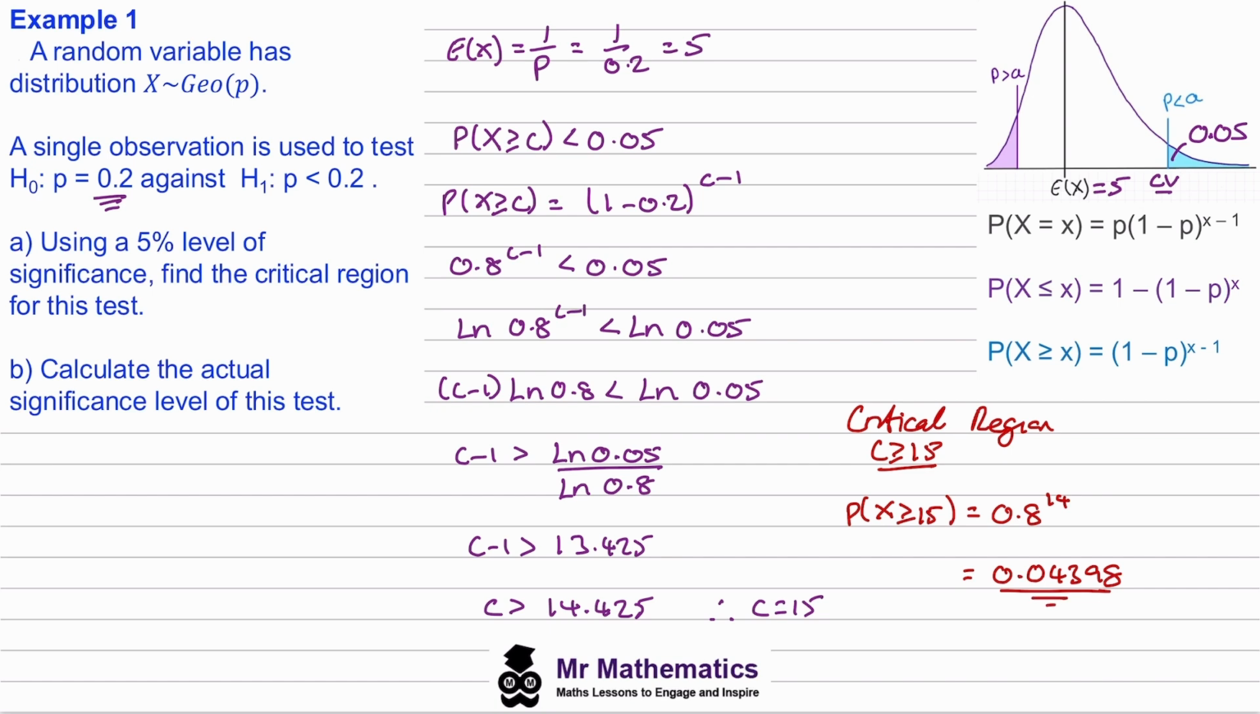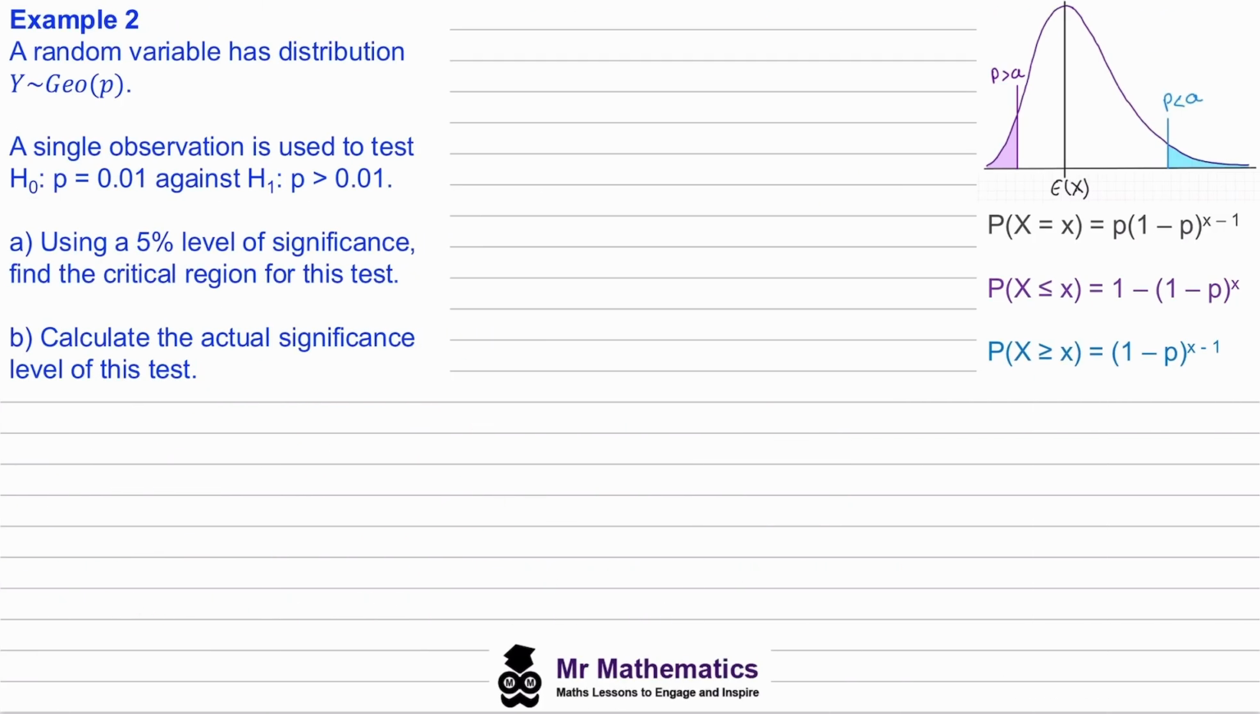Okay, let's try example 2. So for example 2, we're told that a random variable has this distribution, and a single observation is used to test H0 where p is 0.01 against the alternate hypothesis that p is greater than 0.01. Part A, we're using a 5% level of significance to find the critical region for the test. And then for part B, we've been asked to calculate the actual significance level of the test.